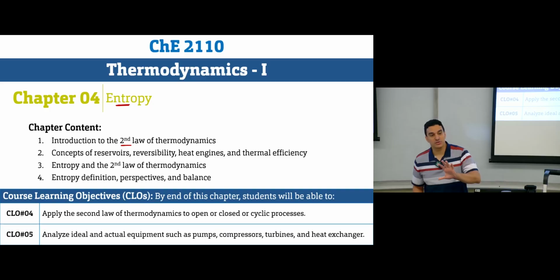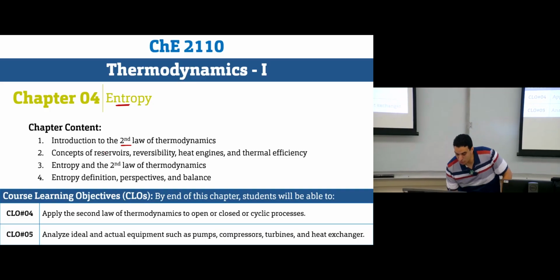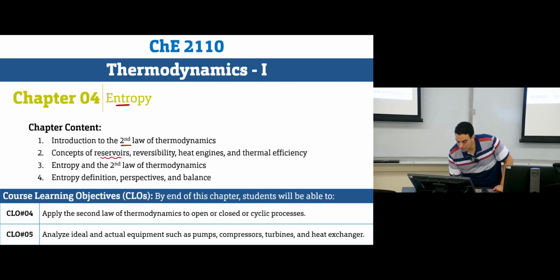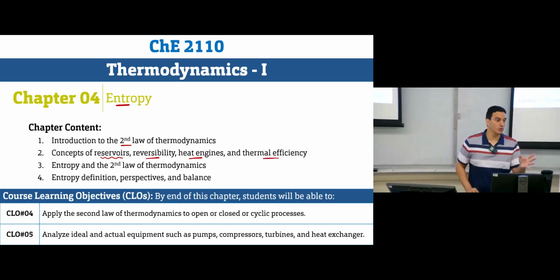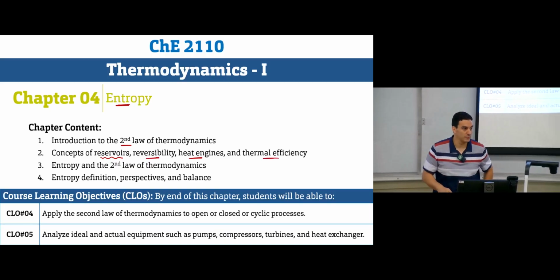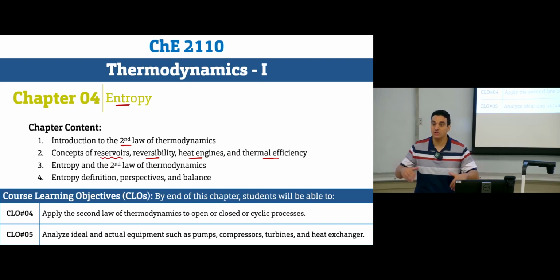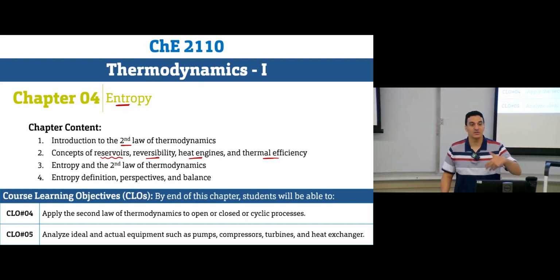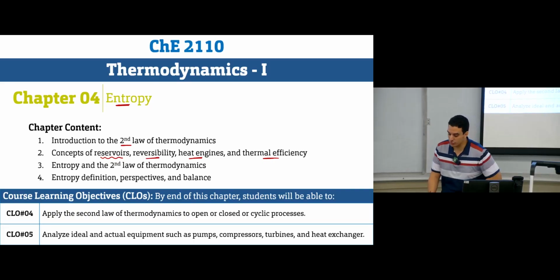But in order to understand the second law of thermodynamics, we need to understand some basic concepts. We need to understand what is meant by reservoir, what is meant by reversibility, and then heat engines and thermal efficiency. These 4 concepts, we need to understand each one of them, because when we understand all of them, then you can understand the statements of the second law of thermodynamics and its applications.